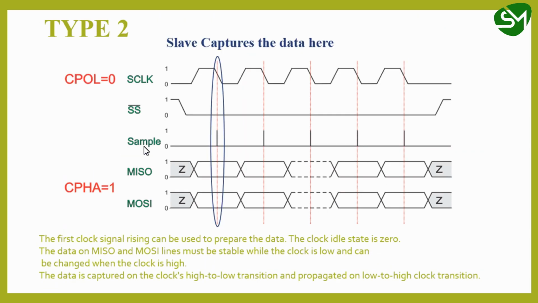Let's take the type 2, where the clock polarity equal to 0 and clock phase equal to 1. Since the clock phase equal to 1, the data will be captured by the slave in the trailing edge of the clock. So as I said, the first one is the leading edge and the second one is the trailing edge. The data is being captured here. You can see in every trailing edge, the data is being captured.